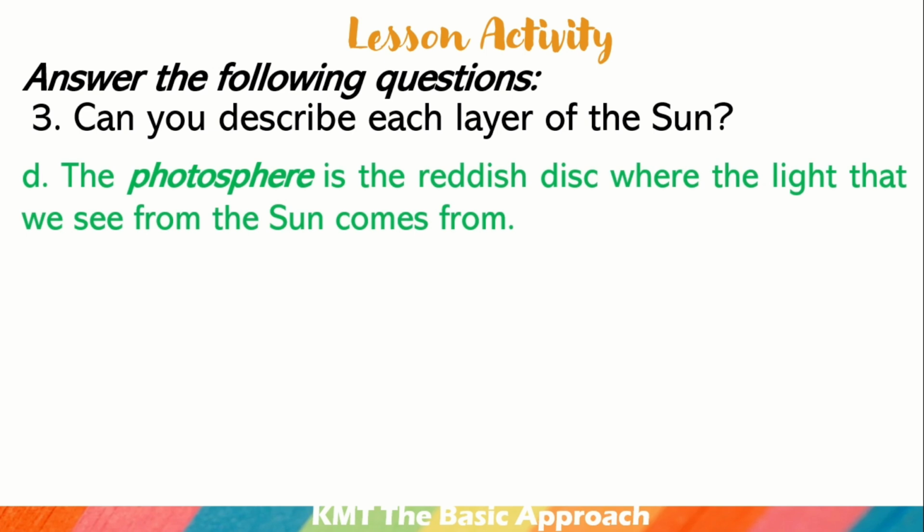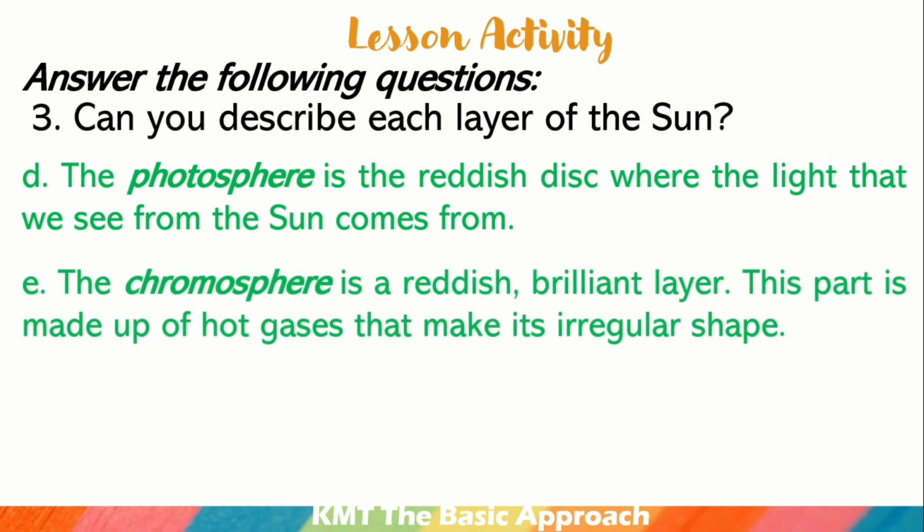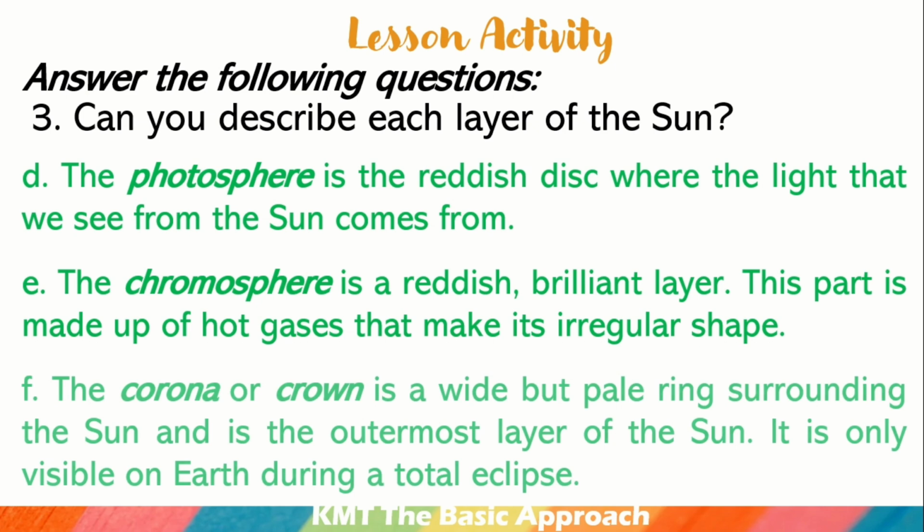The photosphere is the reddish disk where the light that we see from the sun comes from. The chromosphere is a reddish, brilliant layer. This part is made up of hot gases that make its irregular shape. The corona or crown is a wide but pale ring surrounding the sun and is the outermost layer of the sun. It is only visible on Earth during a total eclipse.